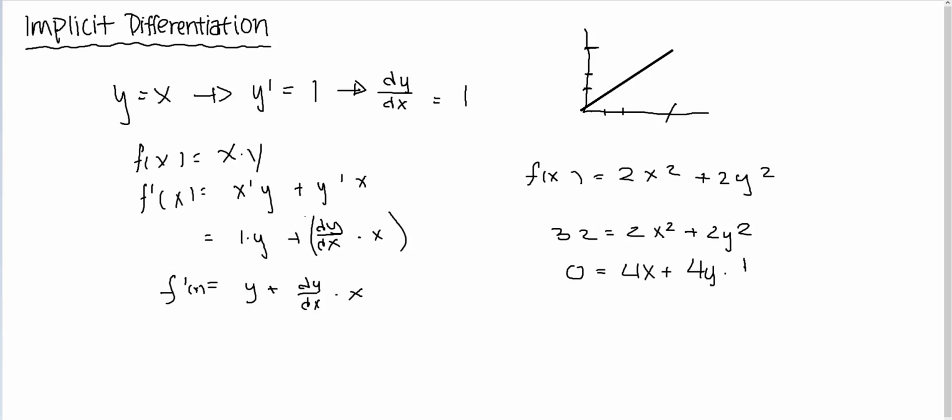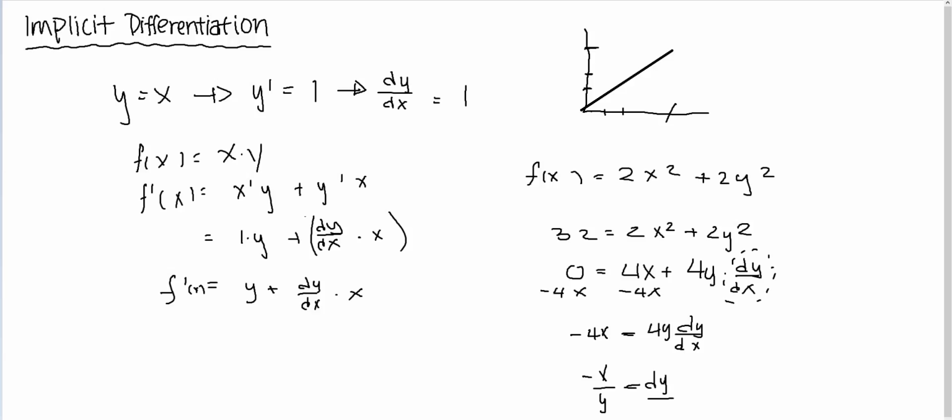4y times dy dx. And we generally like to isolate our dy dx, so what we're going to do is subtract our 4x to the other side, and we are going to divide by our 4y. So we're going to get negative 4x equals 4y dy dx, and that is going to leave us with negative x over y is equal to dy dx.